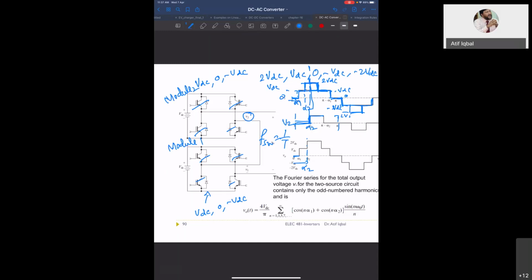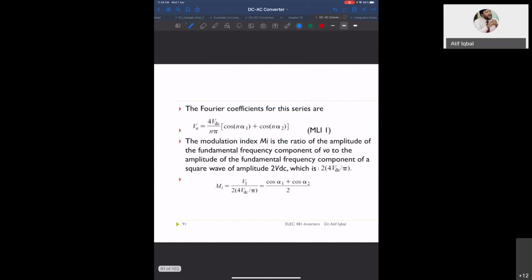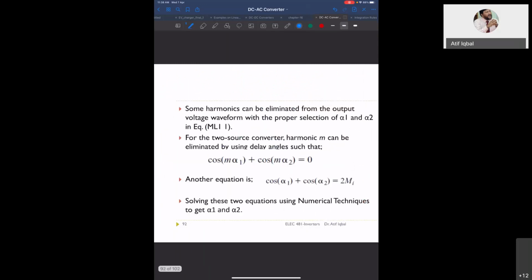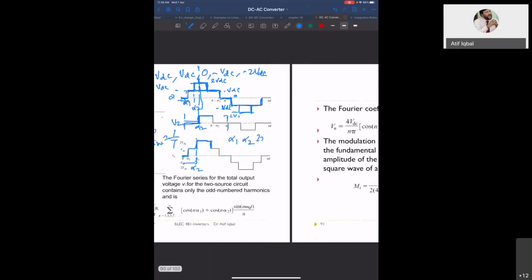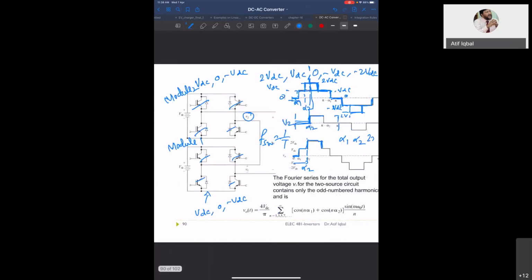So that you superimpose their waveforms. Now, what should be the value of alpha 1 and alpha 2? That we will obtain. We have to solve the equation to get the values of alpha 1 and alpha 2. We need a numerical solution to get what should be the value of alpha 1 and alpha 2.